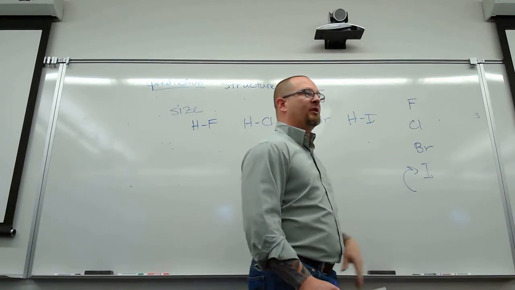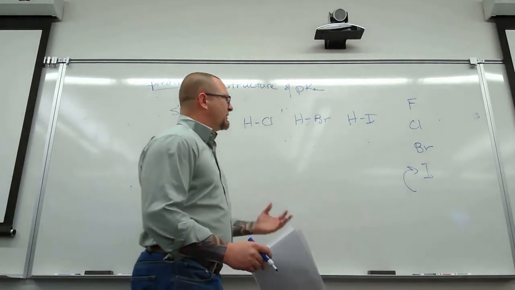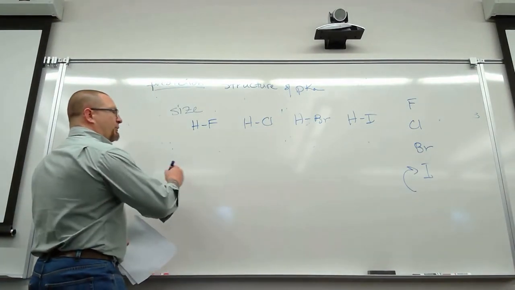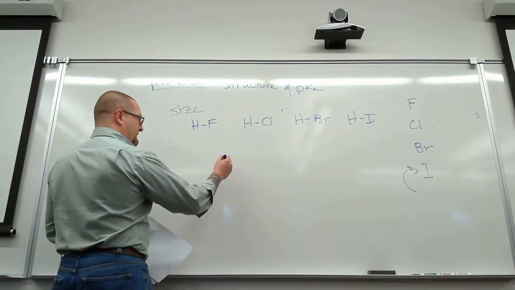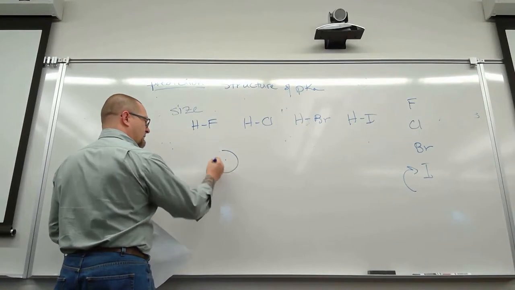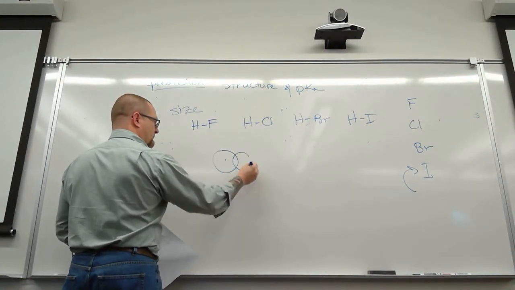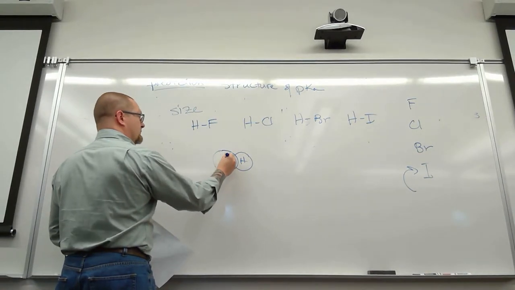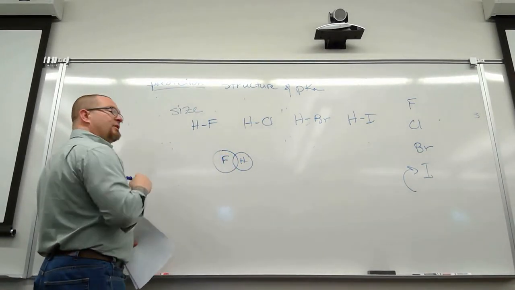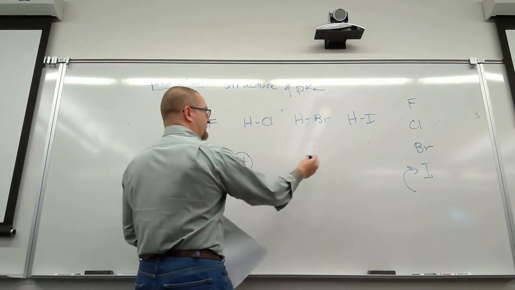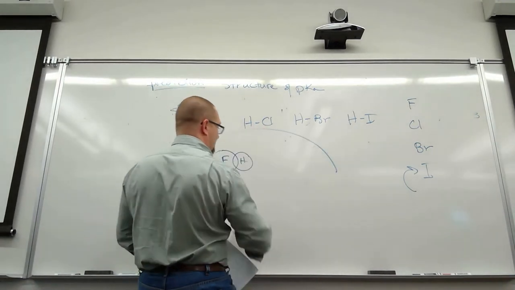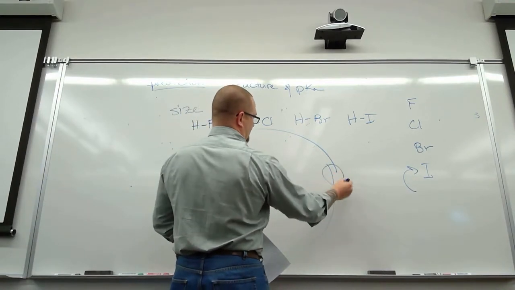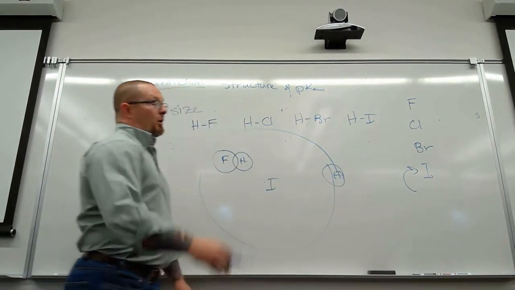All right, so you all now have an intuition that this is weaker than the rest of these for some reason. And the reason is because of atomic radius, or size. If we're trying to pull a proton off of something, is it easier to pull it off of this? Or that?